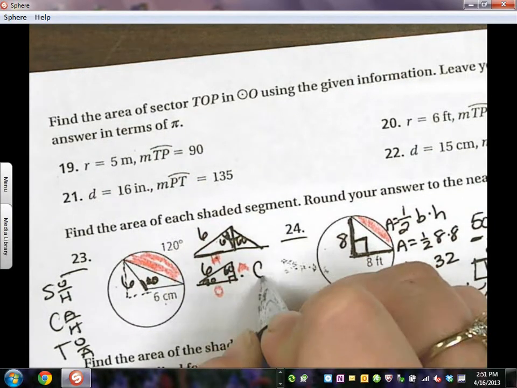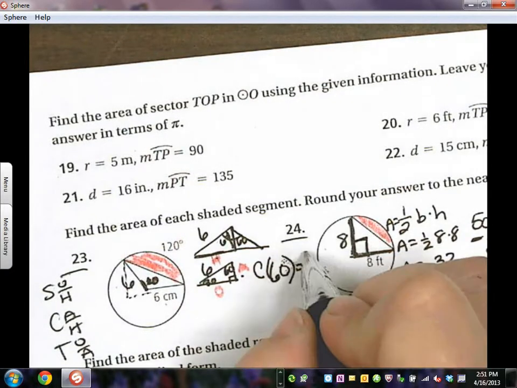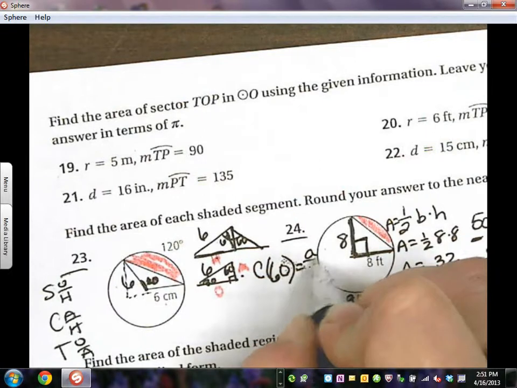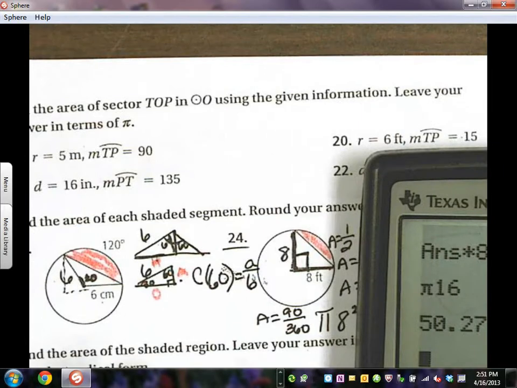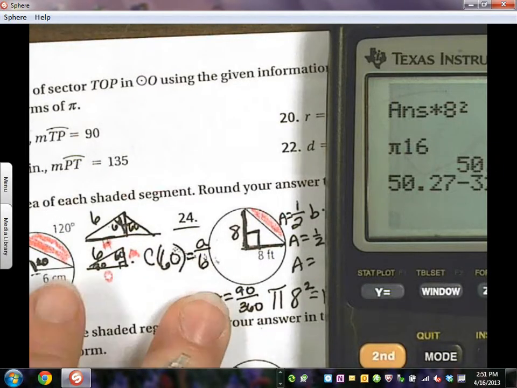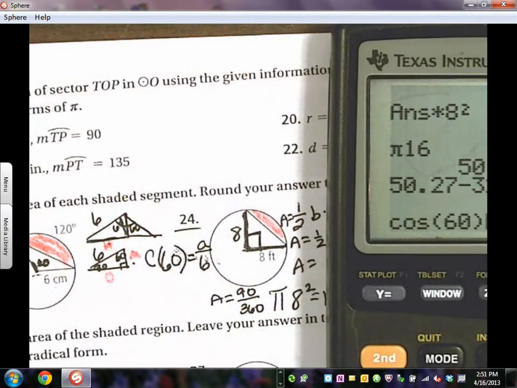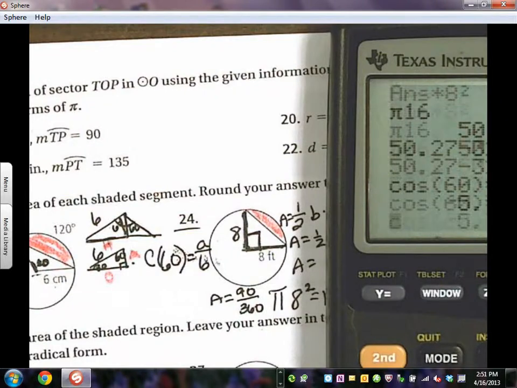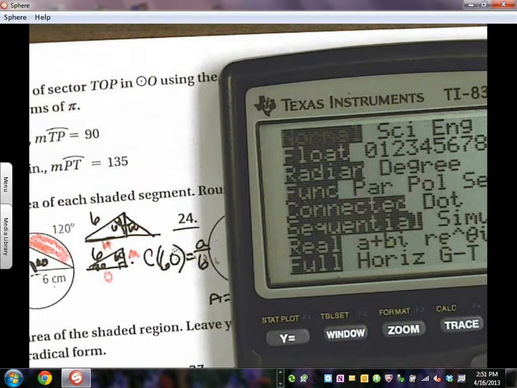That would be the cosine of 60 is equal to A over H. So I'm going to call that A over 6. And put that in your calculator, and we're going to cross multiply because my number's in the denominator. Cosine of 60 times 6. Oh, I must be in the wrong mode because look, I got a weird number. Yep, I am. Let's go to degree.